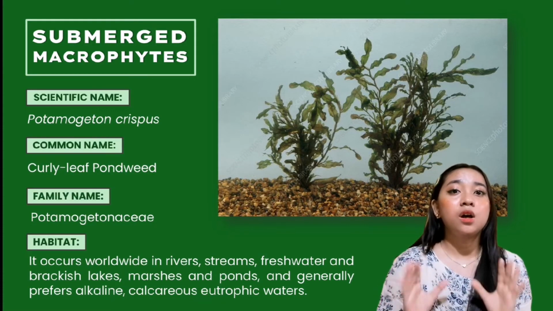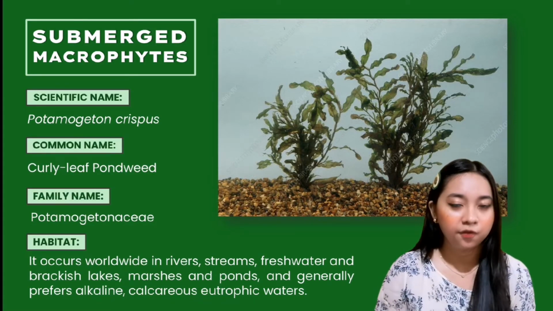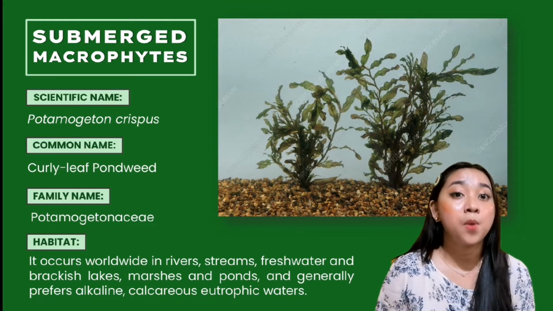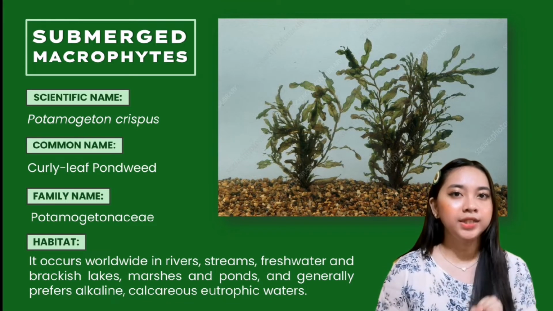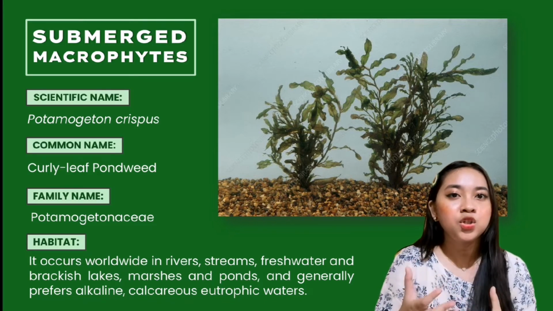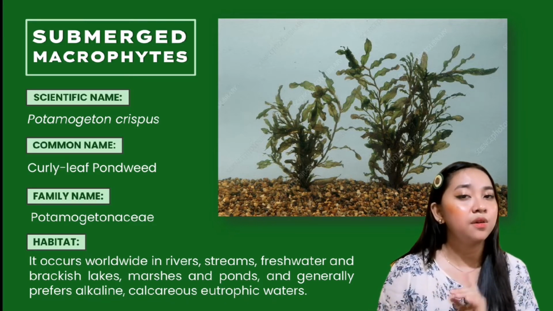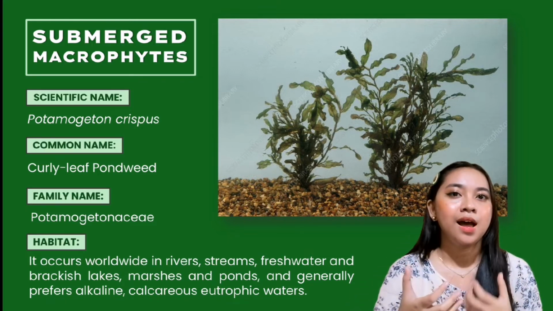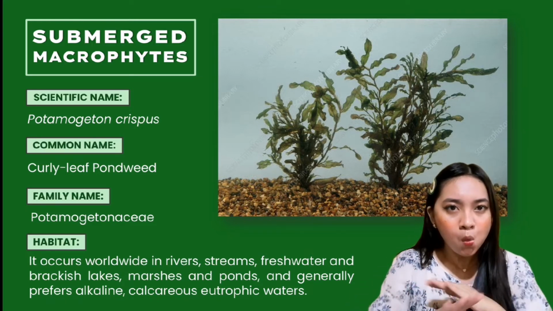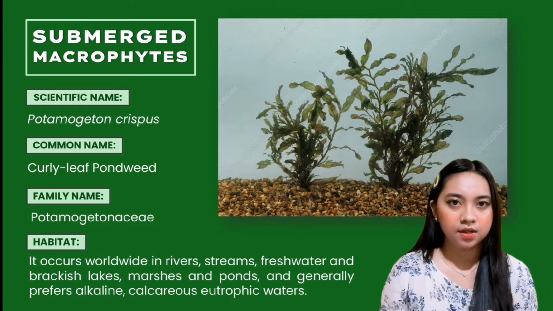Another example of submerged macrophytes is from the scientific name of Potamogeton crispus, commonly known as curly-leaf pondweed, belonging to the Potamogetonaceae family. It grows entirely as a submerged aquatic plant with no floating leaves.